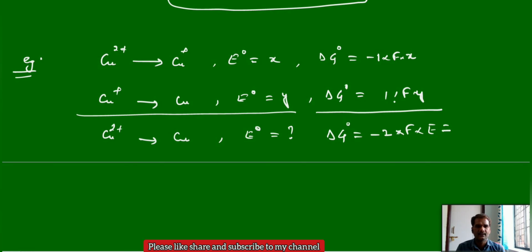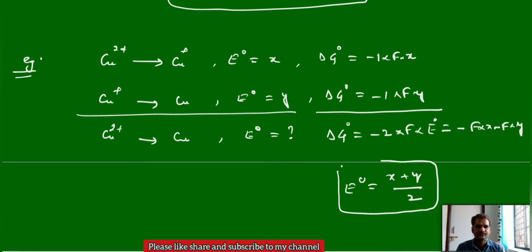This is Y. So how much will we get? This is minus F into X, and this is minus F into Y. From this, the E naught value is equal to X plus Y by 2. And this is the final E naught value. It is not X plus Y, it is X plus Y by 2. Or the formula we have.